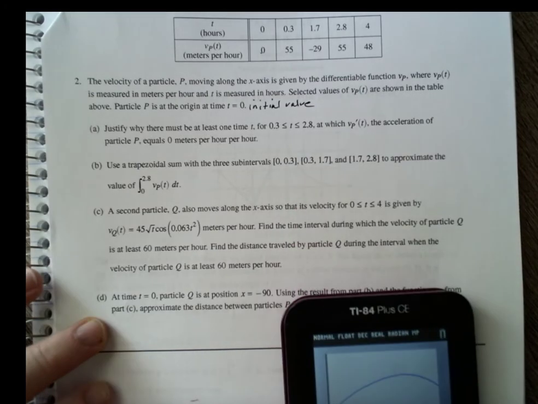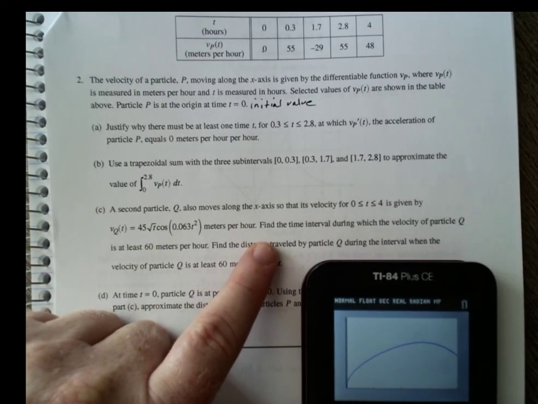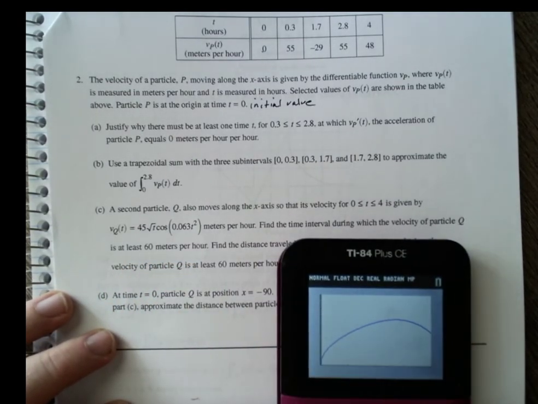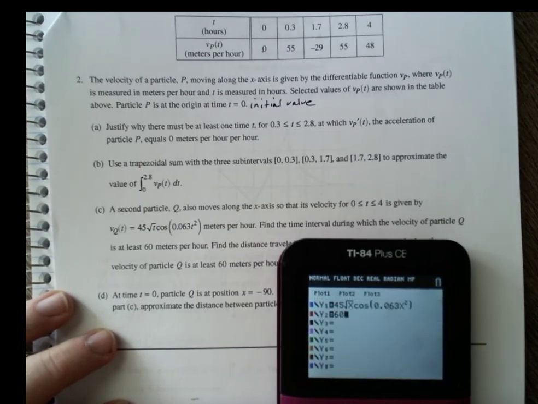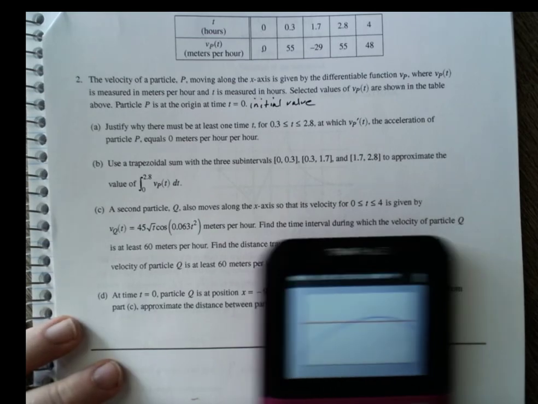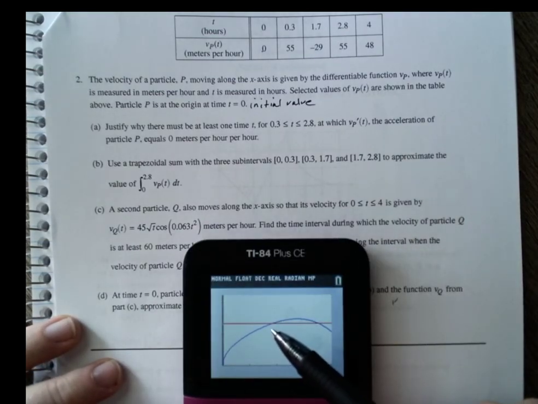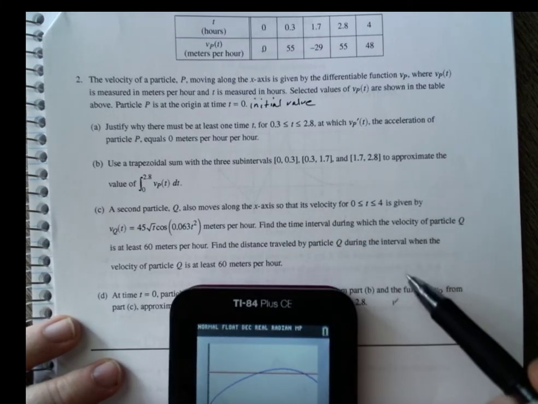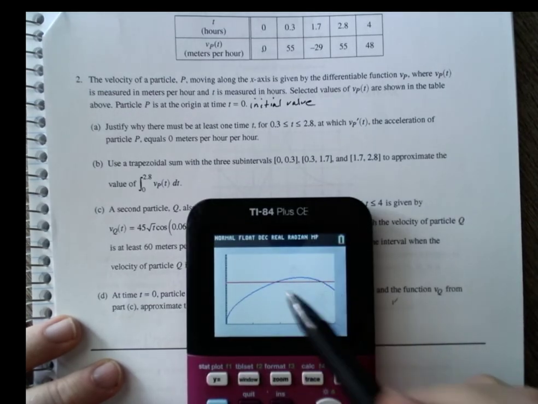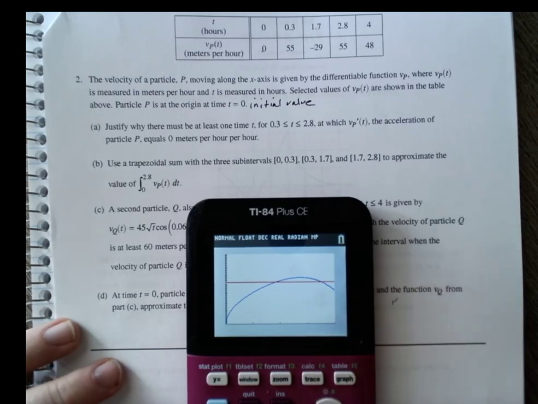Okay, and I want to find the time interval during which the velocity of particle Q is at least 60 meters per hour. So I'm going to graph the line y equals 60 right here. And where it intersects is where the velocity is 60. We got two spots here. We intersect here and we intersect here. The question later says find the distance traveled when the velocity is at least 60. That's all the distance under this curve right here, the area under that curve. So I need to find these two points. Most likely they are going to be wacky decimals.